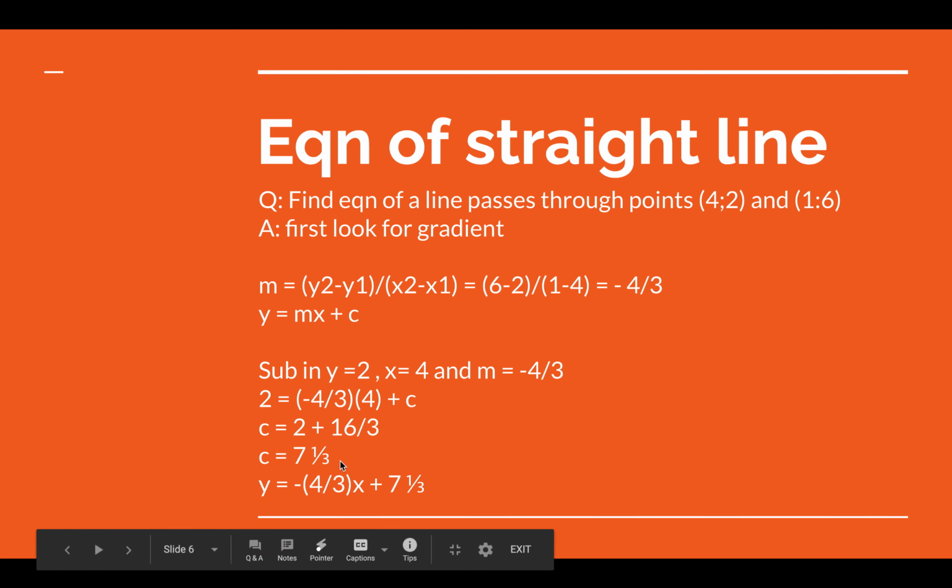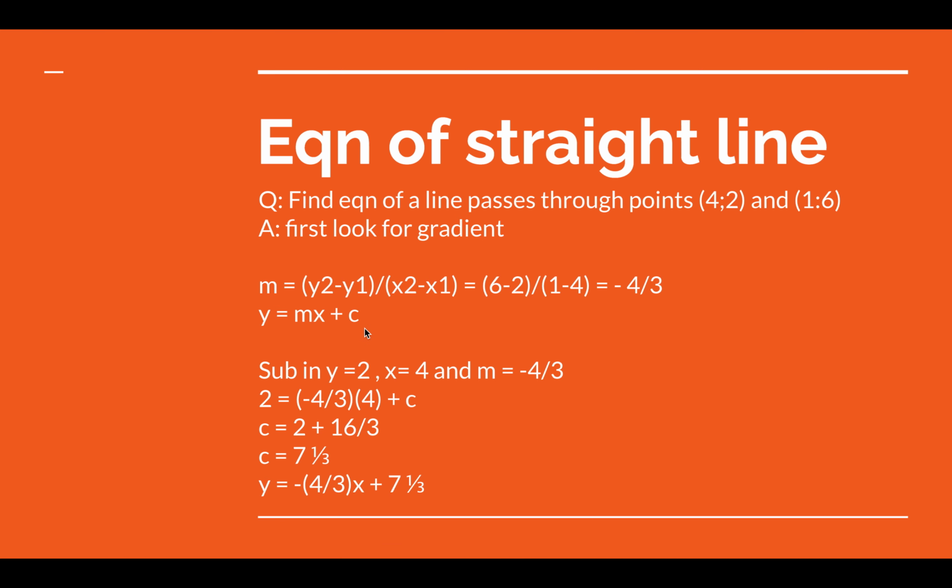After finding the c, we come back to our general formula, which is y is equal to mx plus c. What was our m? Our m was our gradient. What was our c? Our c is the y-intercept in general. However, in this case, we don't have a graph to see where the line is crossing the y.